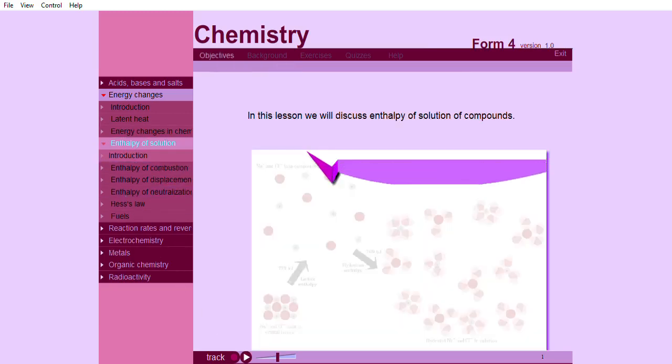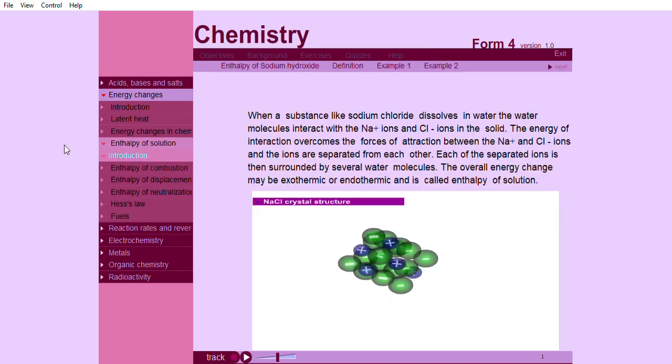In this lesson, we will discuss enthalpy of solution of compounds. When a substance like sodium chloride dissolves in water, the water molecules interact with the sodium ions and chloride ions in the solid. The energy of interaction overcomes the forces of attraction between the sodium ions and the chloride ions, and the ions are separated from each other. Each of the separated ions is then surrounded by several water molecules. The overall energy change may be exothermic or endothermic and is called enthalpy of solution.